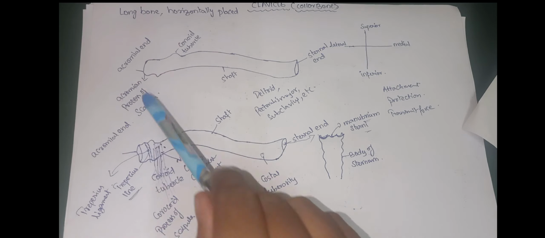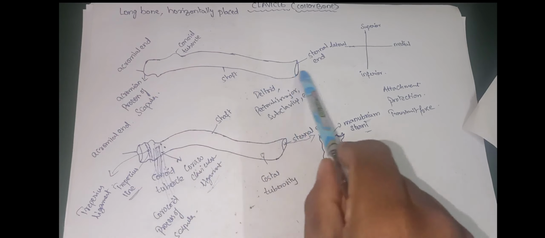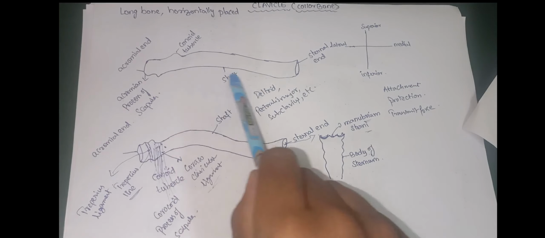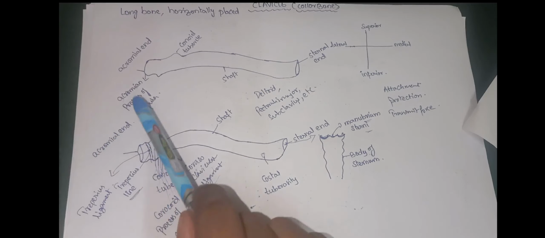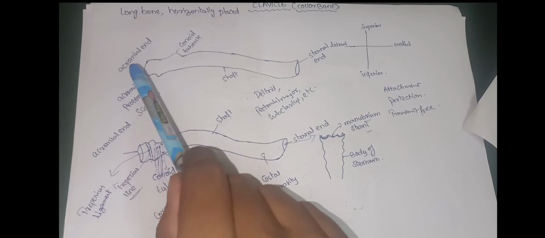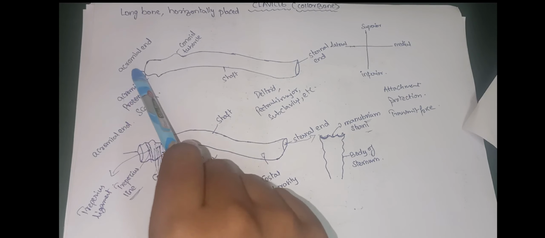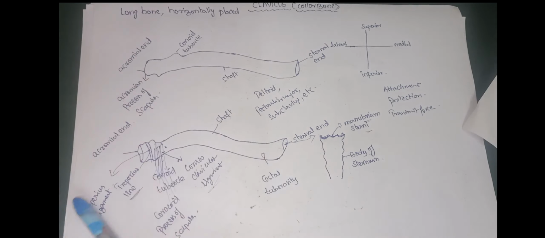This clavicle bone is a bridge, and this bridge is divided into three parts. The first one is the acromial end, which is also called the lateral end, and the middle part is called the shaft.